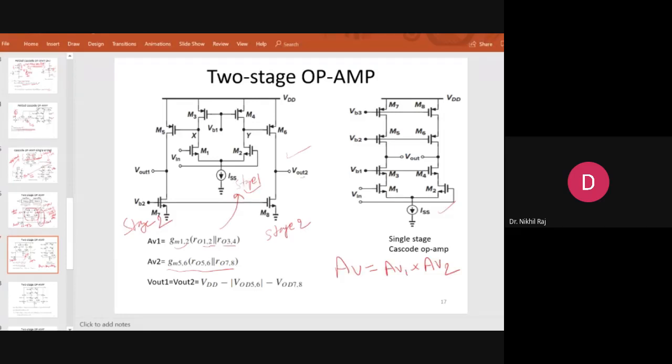If you take Vout2, we can say here gm5 or 6, in either direction. You can check either this or this stage, into the simple parallel combination of this resistance. This is the gain of the common source and this is the gain of the differential amplifier. So we get the overall gain to be gm12. If you see, the overall gain of the two-stage op-amp is higher than the single-stage op-amp.